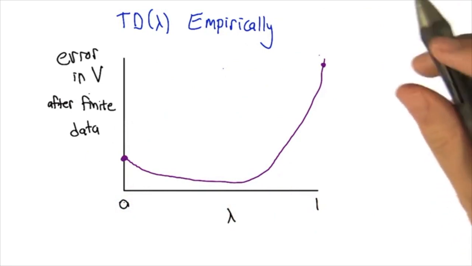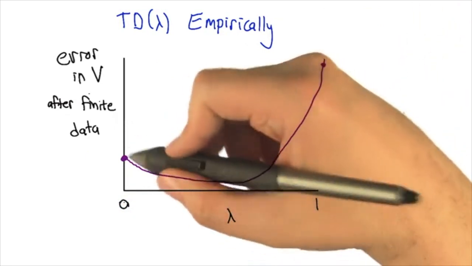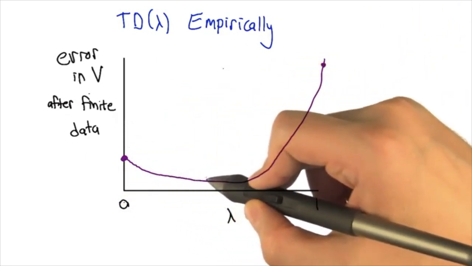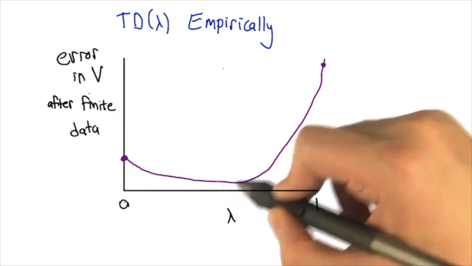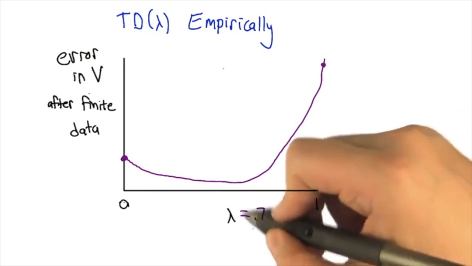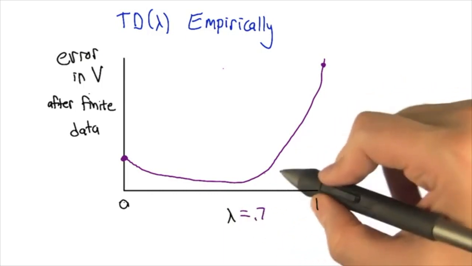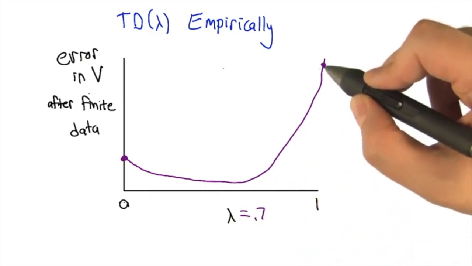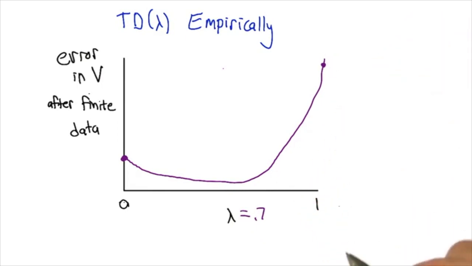So it's not so atypical to see a curve kind of like this that gets better. The amount of error goes down as lambda gets to some intermediate value. Let's call it, I don't know, 0.7. It depends, of course, on the particular problem. And then it starts to shoot up again and eventually hits the error for TD1 as lambda approaches 1.